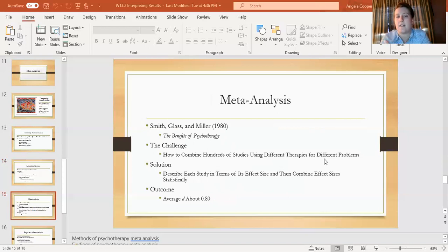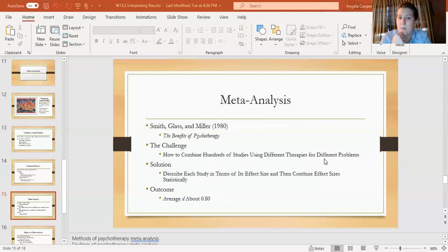So Smith, Glass, and Miller did a meta-analysis, and they wanted to combine hundreds of studies, and they wanted to look at different therapies for different problems. So what did they do? Well, they described each study in terms of its effect size. So remember, this is Cohen's d or Pearson's r. Cohen's d is between groups. Pearson's r is quantitative relationships, correlation. And they combined these effect sizes statistically.